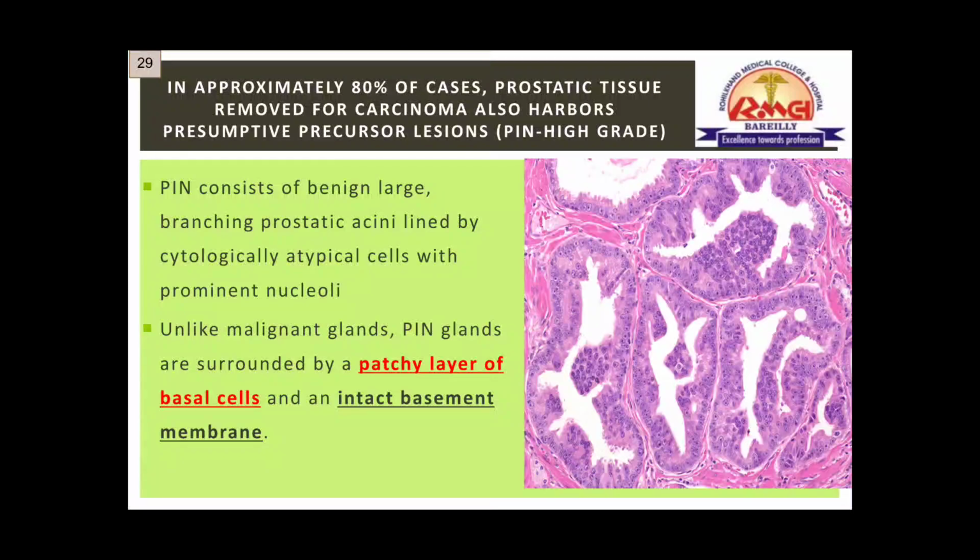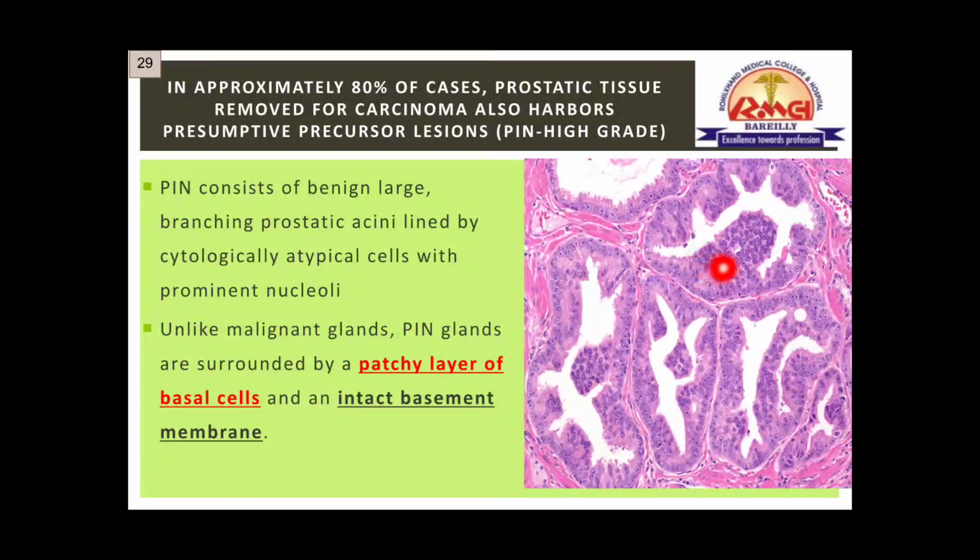Now, in approximately 80% of the cases, prostatic tissue is removed for carcinoma. It shows presence of high-grade PIN. So these are the presumptive precursor lesions for prostatic carcinoma. And what is the morphology of PIN? PIN consists of benign, large prostatic acini, which are lined by cytologically atypical cells.